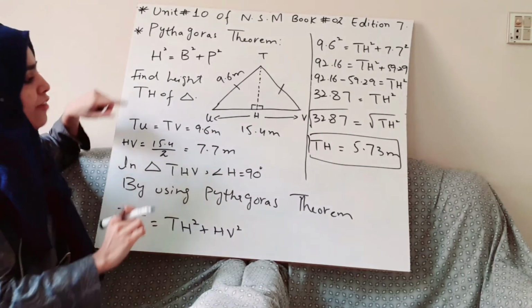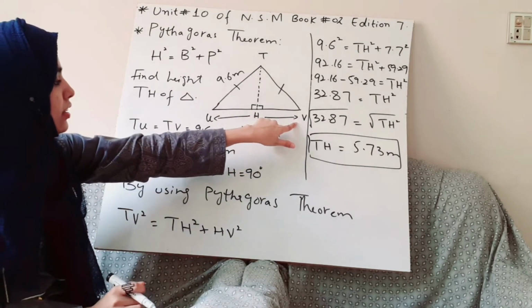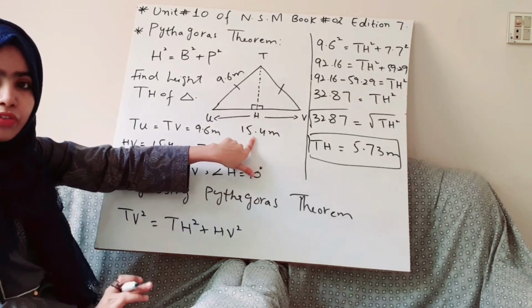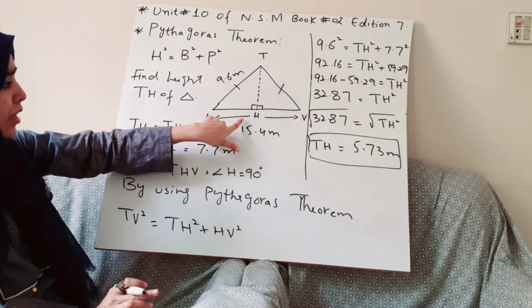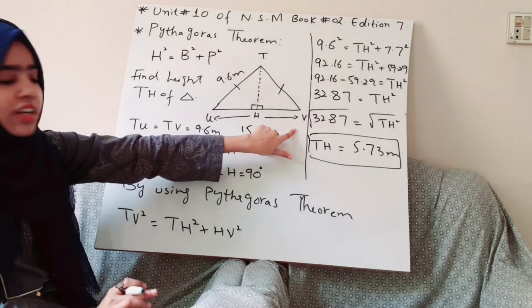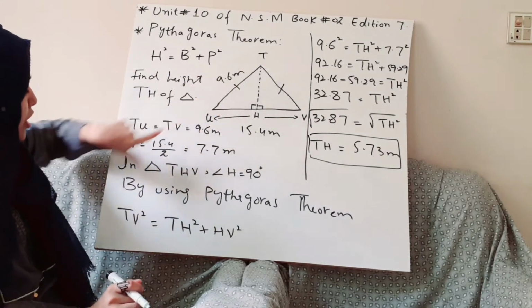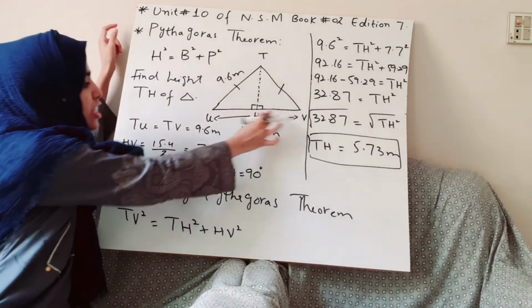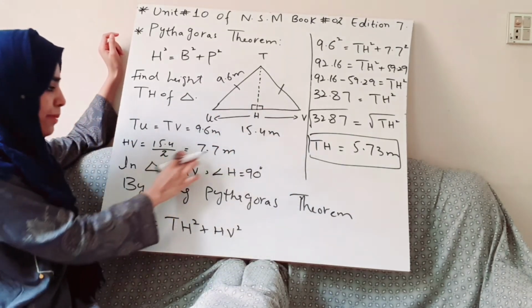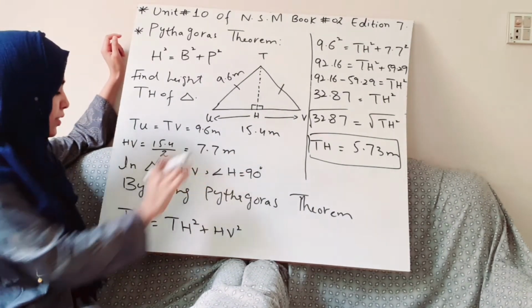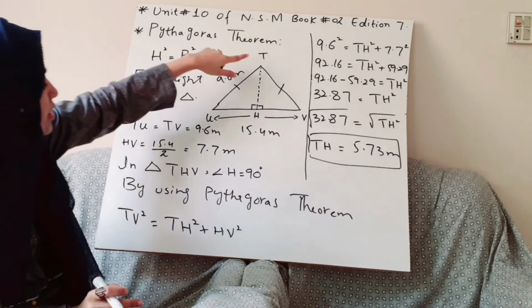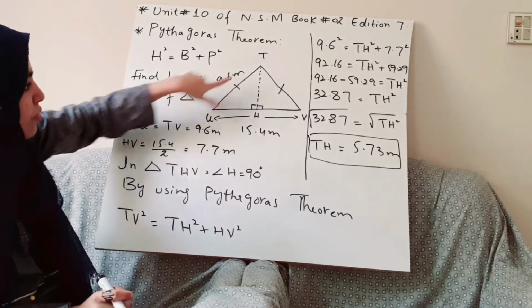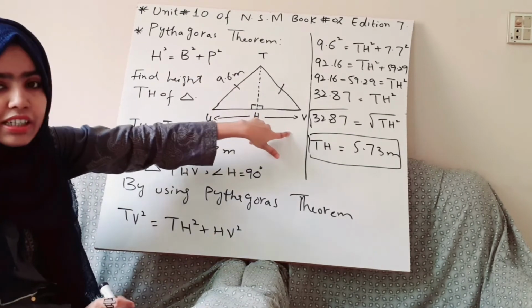If we have to find this distance H to V or U to H, we have been given the complete distance from U to V, which is 15.4. To find U to H or H to V, we divide 15.4 by 2, and we get HV or UH, it's up to you, 7.7 meter. So I am taking triangle THV; you can take THU as well to find this TH. I am taking this.